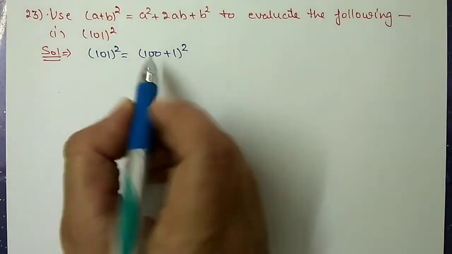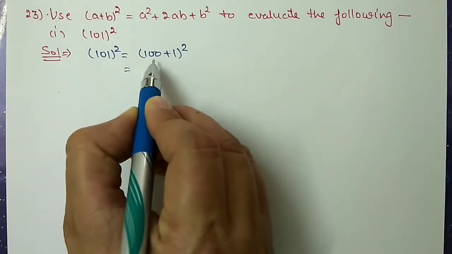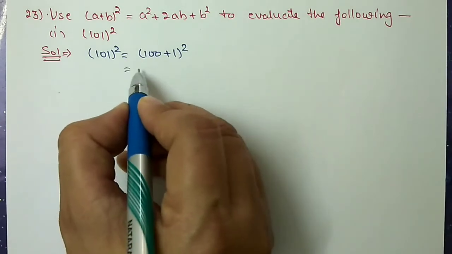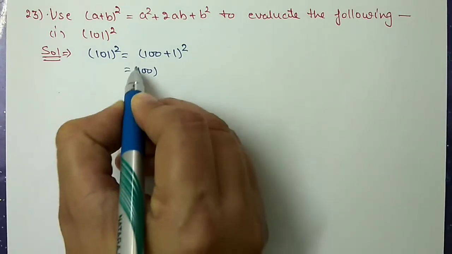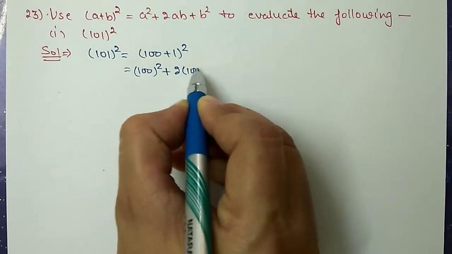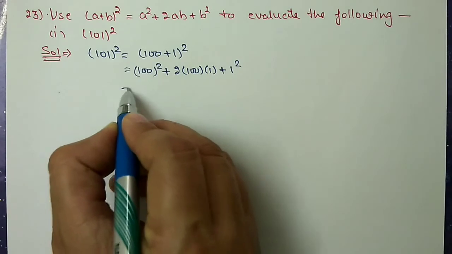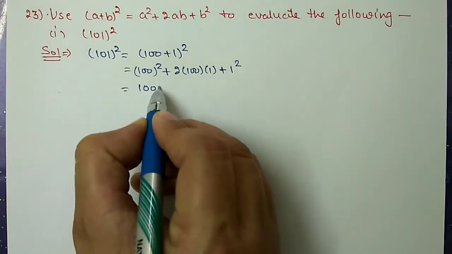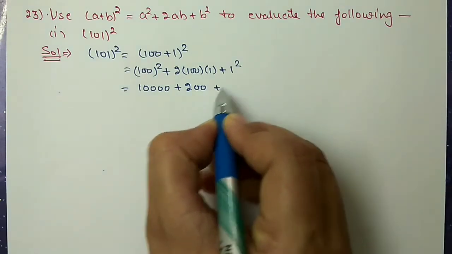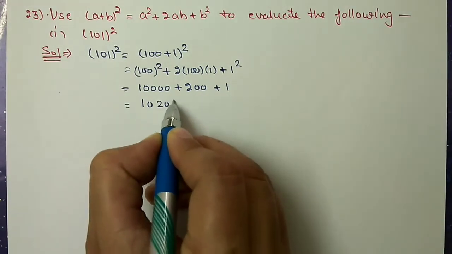Now we can use here (a plus b) whole square formula. In place of a we have 100, in place of b we have 1. Apply formula. A square means 100 square plus 2ab, 2 into 100 into 1 plus b square means 1 square. So 100 square will be 10,000 plus 200 plus 1. So after addition we will get 10201.